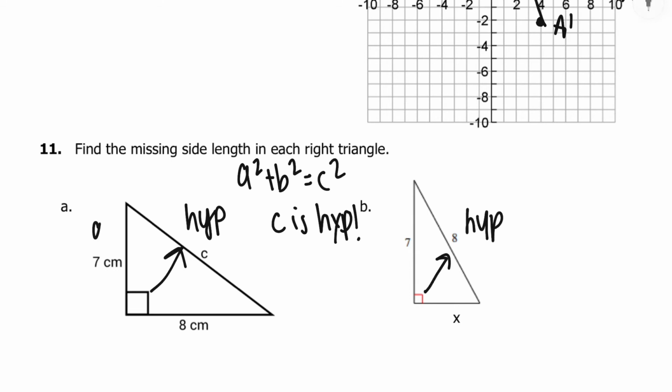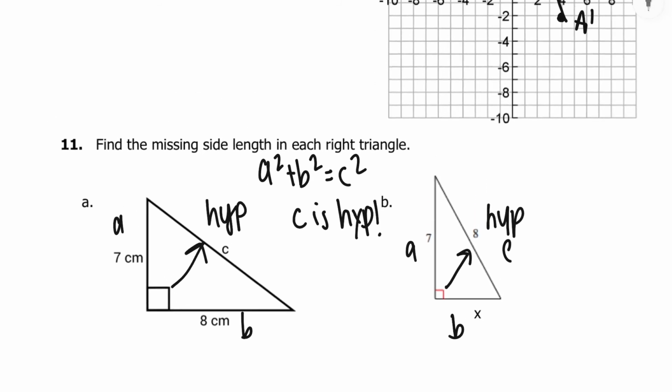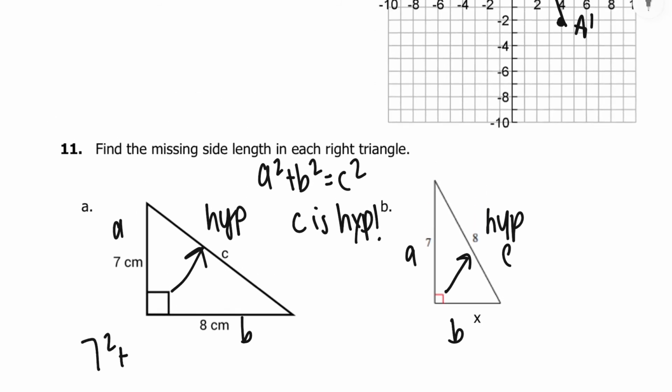So I'm going to write A, B. Those don't matter. C does matter where that is. A, B, and this has to be C. So now I'm going to write 7 squared plus 8 squared equals c squared. And then I'm going to solve it. So I square everything first. So 7 squared is 49. And then 8 squared is 64 equals c squared. And then I'm going to add 49 plus 64. So I get 114 equals c squared.